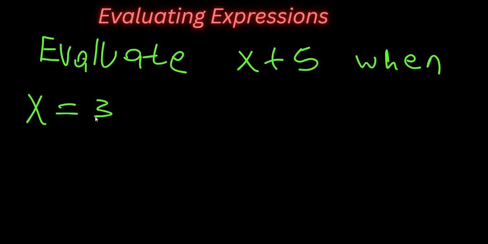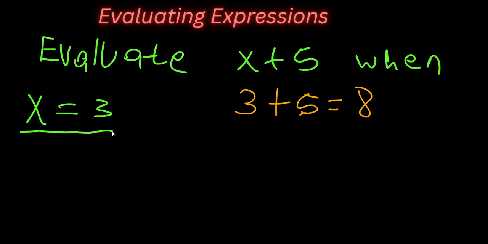Well, that simply means that where we see x, we're gonna substitute 3. So this will become 3 plus 5. When you're asked to evaluate, you're gonna solve what 3 plus 5 is, which of course is 8. So it's all about replacing variables with numbers, and you are going to be given the number.